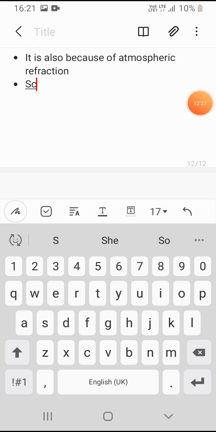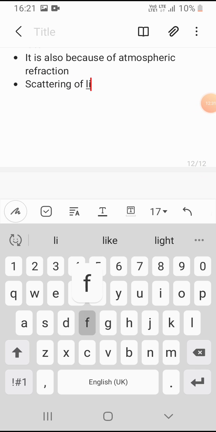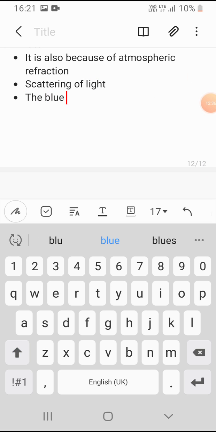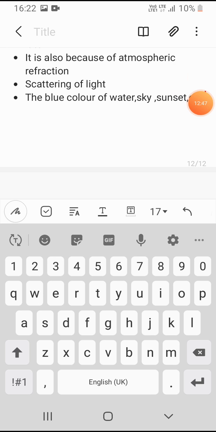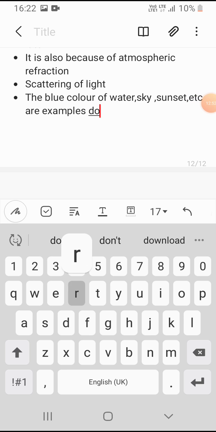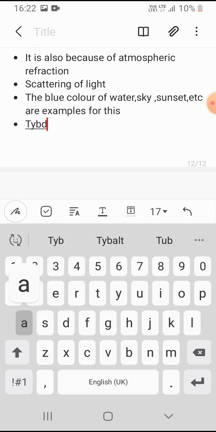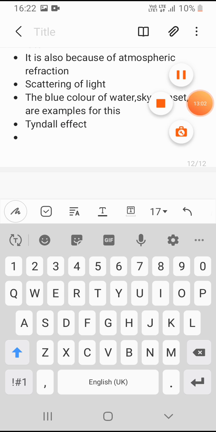The next topic is scattering of light. The blue color of water, sky, sun, the sunset, etc., you can say these are examples for scattering of light. For this, the next topic is the Tyndall effect. What is the Tyndall effect? Let's know about that also.